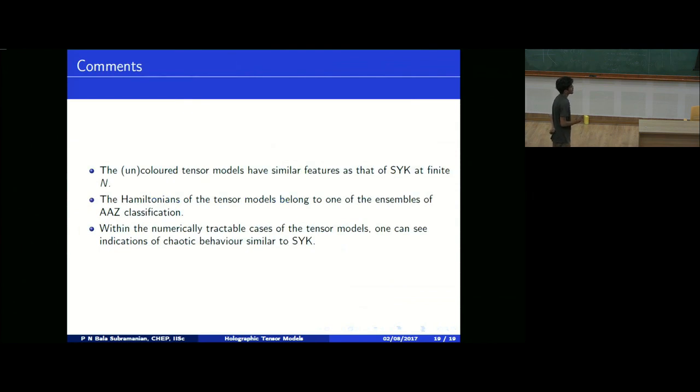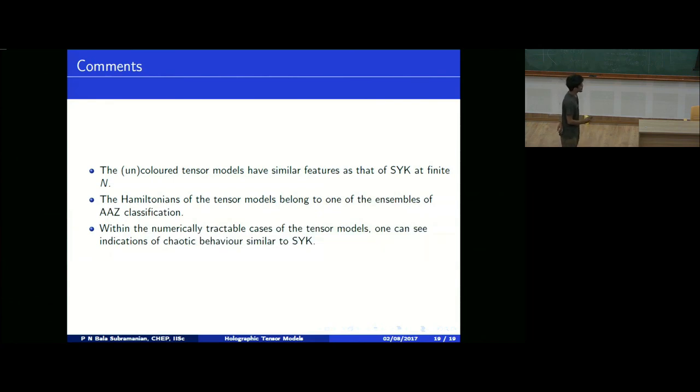Some comments: the uncolored tensor models have features like those of SYK at finite N, which means that we have been able to find that it plateaus out in the tractable cases that we have. The Hamiltonians of tensor models belong to one of the ensembles of the Altland-Zirnbauer classification. A full classification of all possible NND has been done in the paper by Chetan and Pawan, etc.